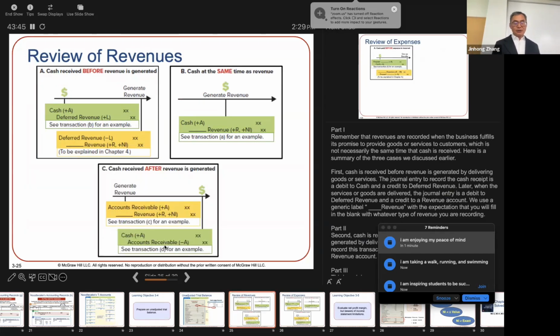Cash received after revenue is generated. When you generate revenue, you recognize the revenue, and then instead of cash, you say accounts receivable. It's also in the asset section. And then when you receive the money, you increase cash and reduce accounts receivable.